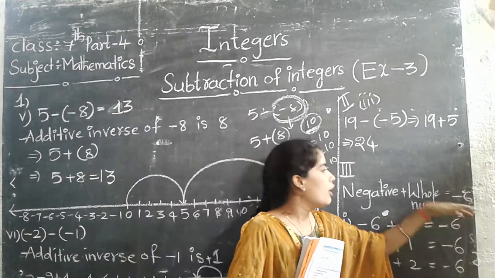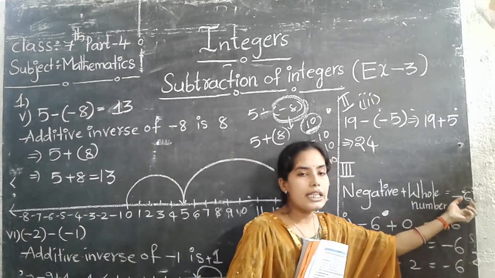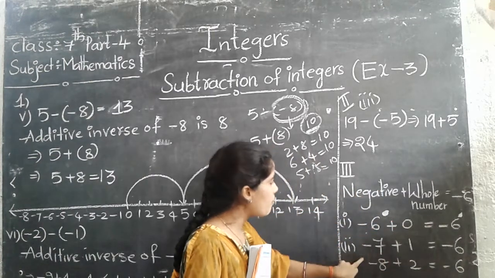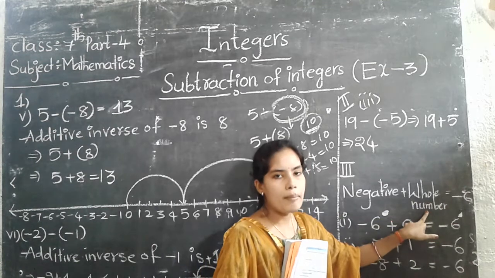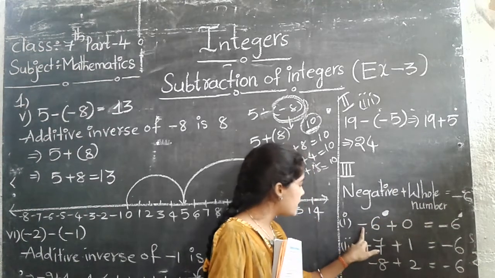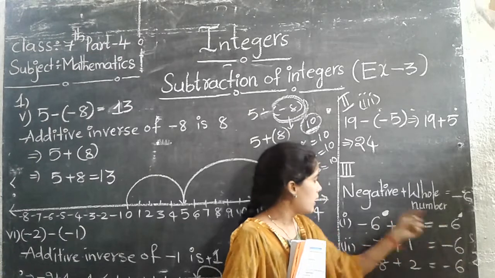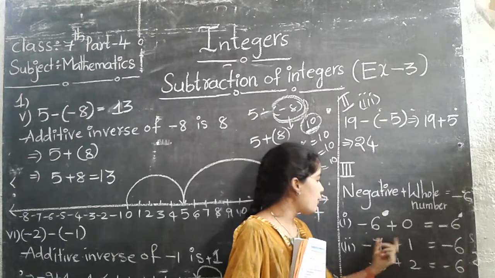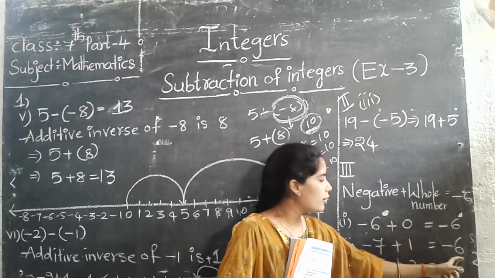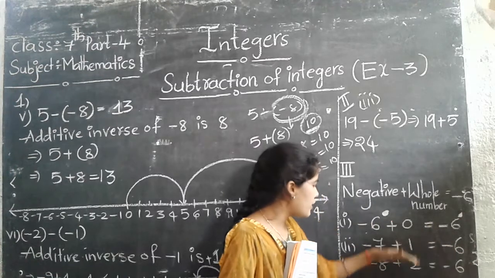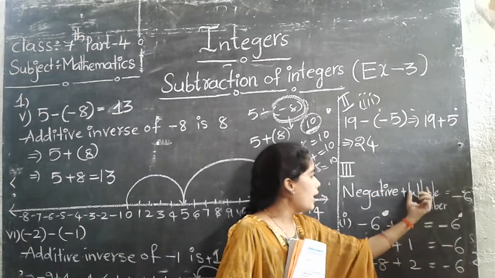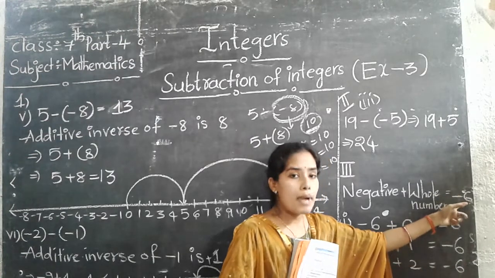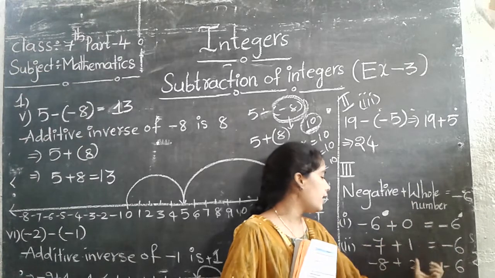In the same way, the answer we want is minus 6. So how do we write it? The first digit must be a negative number and the second digit a whole number. Whole number means positive numbers. So minus 6 plus 0 gives minus 6. Again take one more negative number, here I am taking minus 7. Minus 7 plus 1 again gives the answer minus 6. Like this you can write any negative number and any whole number. If we add the two numbers, we must get minus 6.